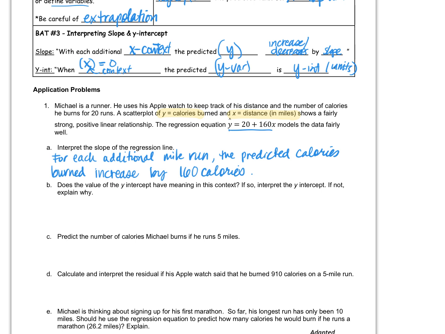Part B. Okay, I always do this in a different order. It says, does the y-intercept have meaning? Interpret the y-intercept. If not, explain why. So I always interpret it first and then stop to think, does that even make sense? All right, so let's do that first. So if I'm doing y-intercept, okay, when? What is x in this scenario?